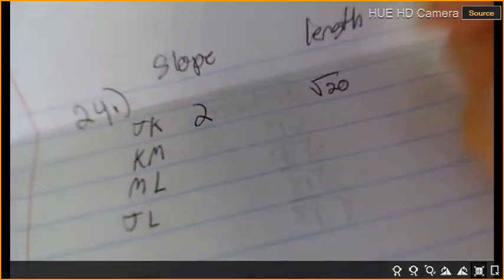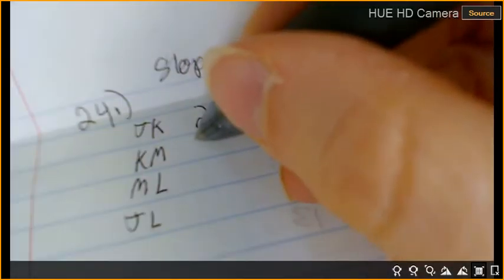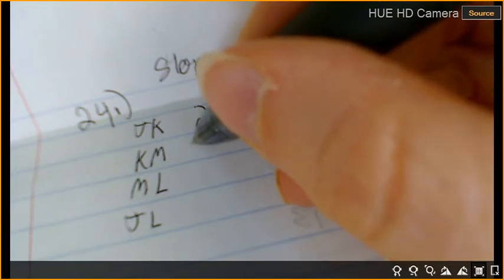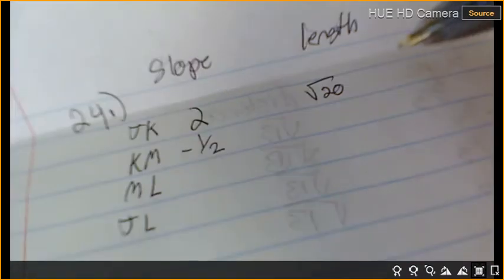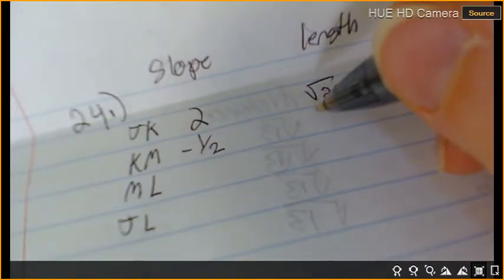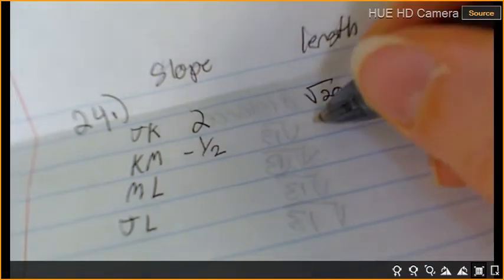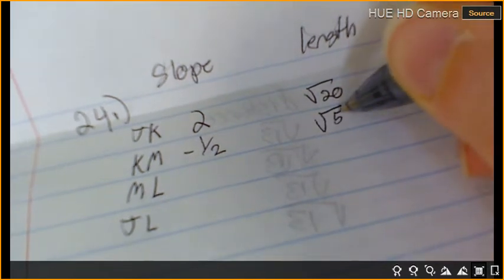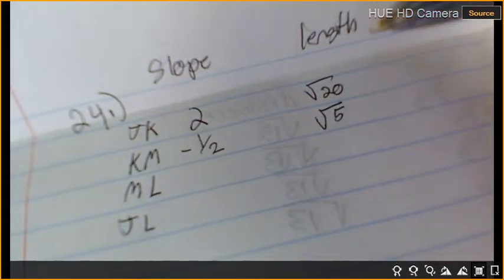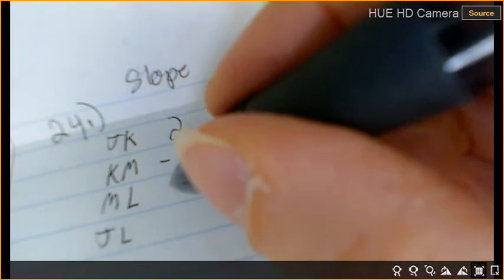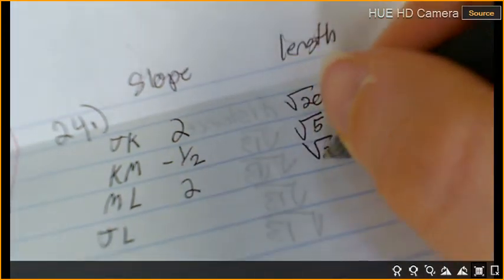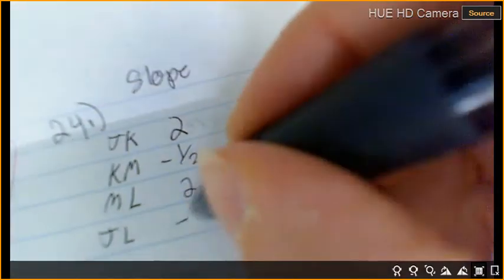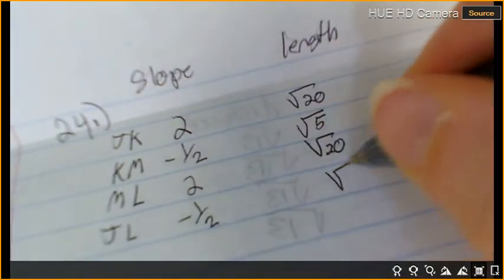What's the slope of K to M? Negative 1/2. So what is the length? I got square root 5. Is that close to what you guys got? M to L, I got 2 and square root 20. And then J to L, I got negative 1/2 and square root 5.